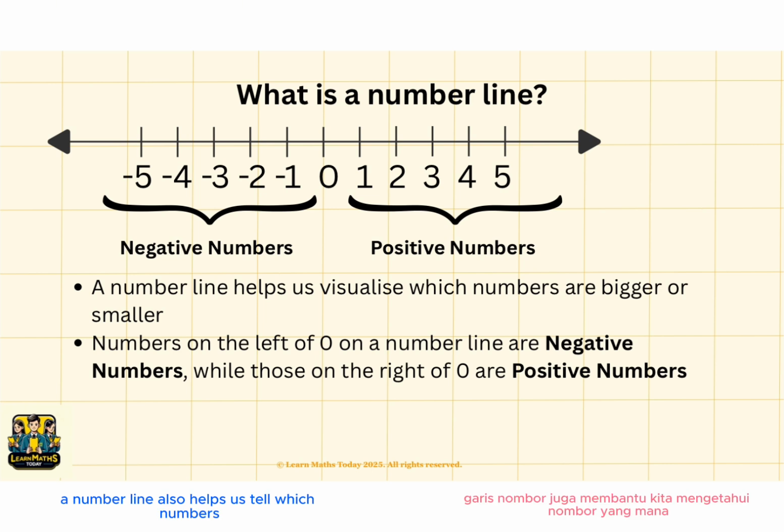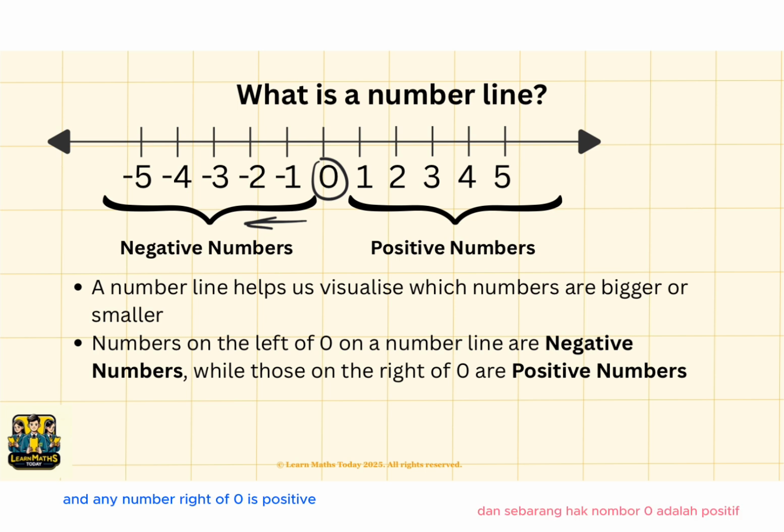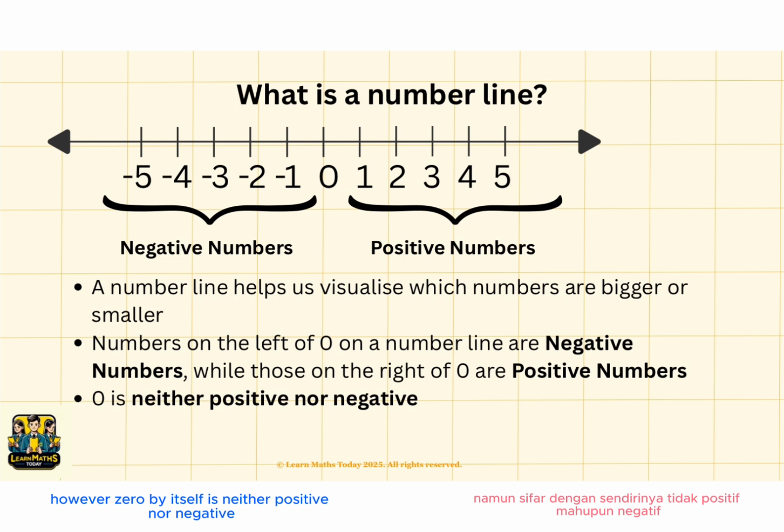A number line also helps us tell which numbers are positive and negative numbers. So any number left of 0 on a number line is negative, and any number right of 0 is positive. However, 0 by itself is neither positive nor negative.